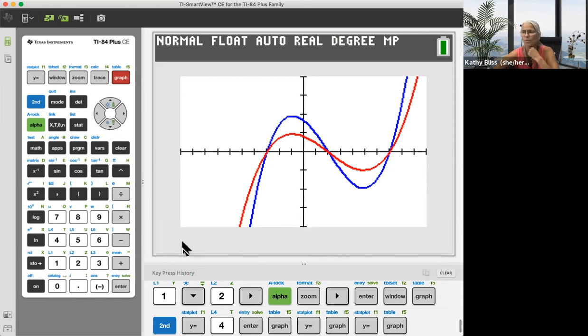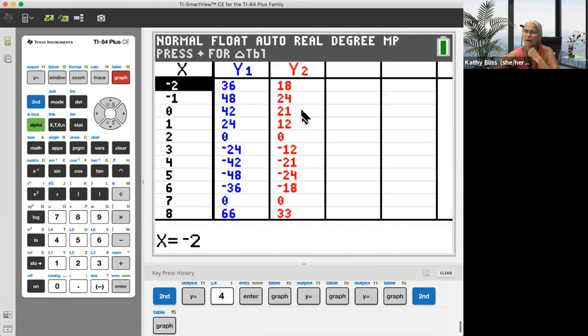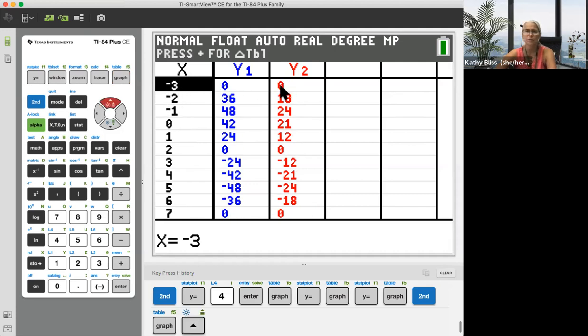All right, so the last thing I want to show you is how to look at the table. If we go to second table, we had talked about how your y-intercept is going to be 42 for the first one when you multiply all the constants, and 21 for the second one. And notice here our intercepts, 2, 0, 0, 7, 0, 0. Those are the x-intercepts. And if I use my arrow key to go back, -3, and it's 0, 0. So I know that those are my x-intercepts. You can also check what the y values are for your function right here in the table of values.